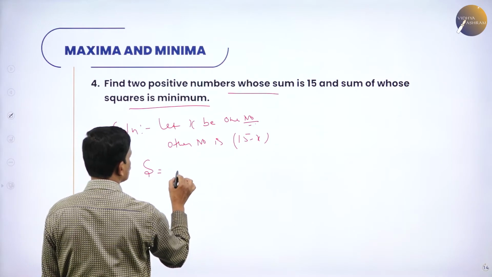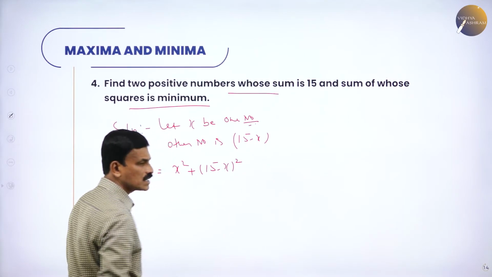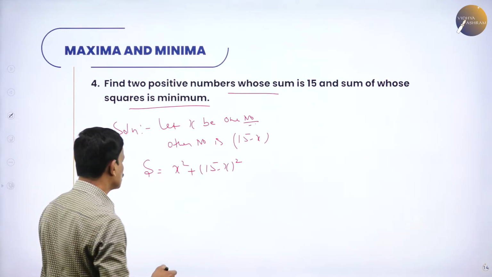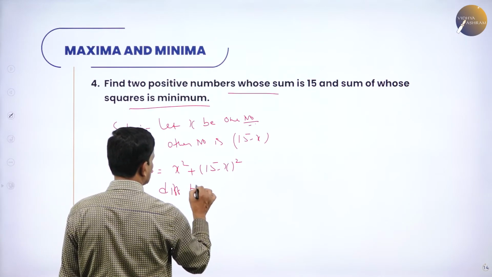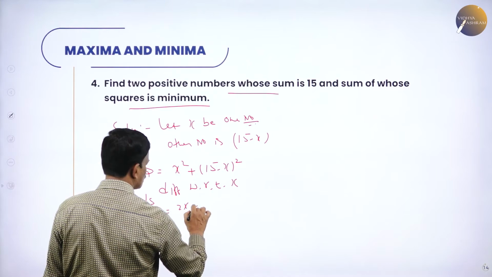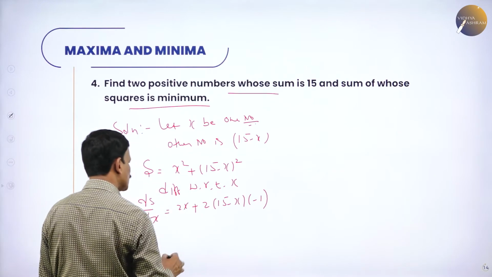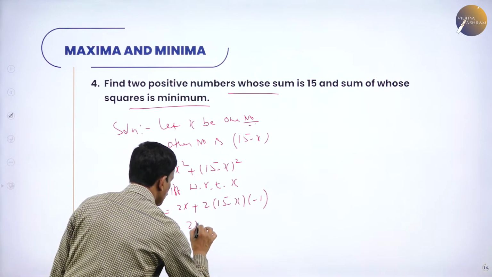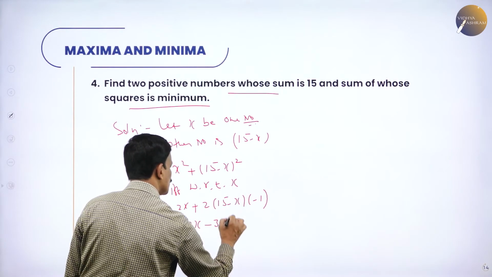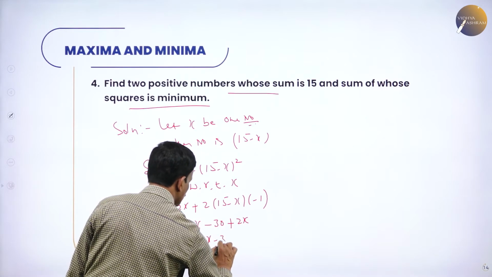Let us consider the sum of the squares. S is equal to x square plus (15 minus x) square. Differentiating with respect to x, what will you get? ds by dx is equal to the differentiation of x square, which is 2x, plus 2 into (15 minus x) into the differentiation of (15 minus x), which is minus 1. Now multiply this: 2x minus 30 plus 2x. So this is nothing but 4x minus 30.